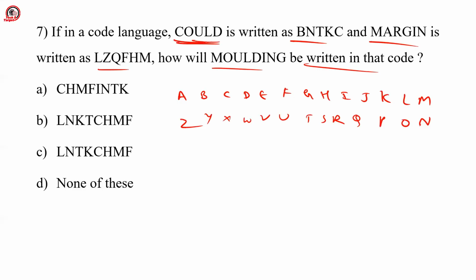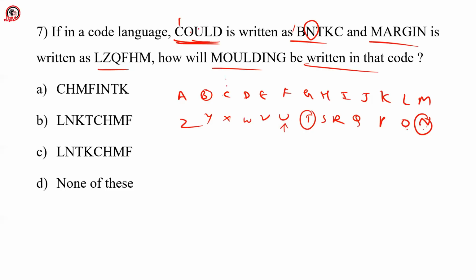Now, how is COULD written in that particular language? C is written as B. For O, you are writing N. For U, you are writing T. So what does it mean? For every letter, you are writing the letter before it, right?